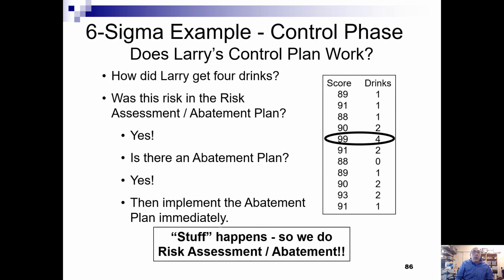Larry had 4 drinks on the golf course. Larry, I guess, got trashed that day. Was there a risk assessment and abatement plan? Yes. Is there an abatement plan? Yes. Then let's implement the abatement plan immediately. Stuff happens, so we do risk assessment and abatement.